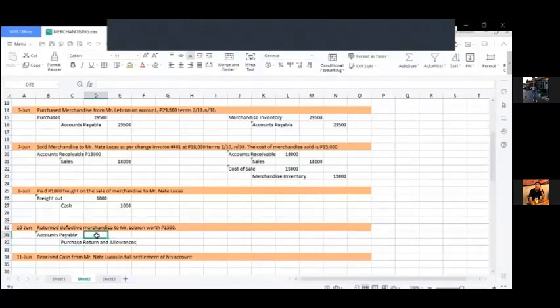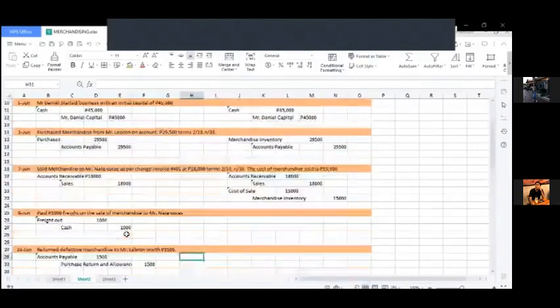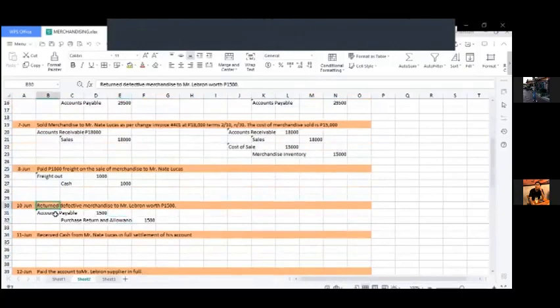Magkano daw yung amount? 1.5. So, para hindi tayo malito, pagdating ng date of payment, dapat minamark na natin yan na sa June 10, nag-return tayo ng defective merchandise para pagdating ng date of payment, hindi tayo malito ganun. So, accounts payable and purchase return and allowances.